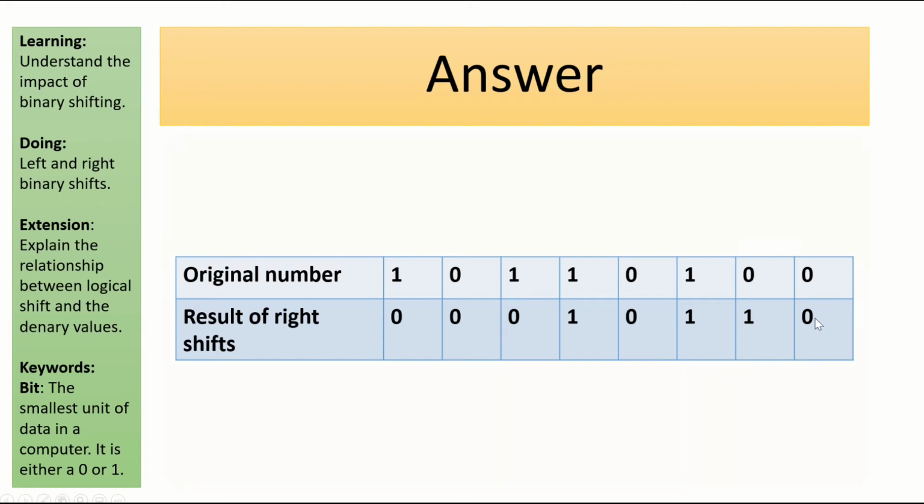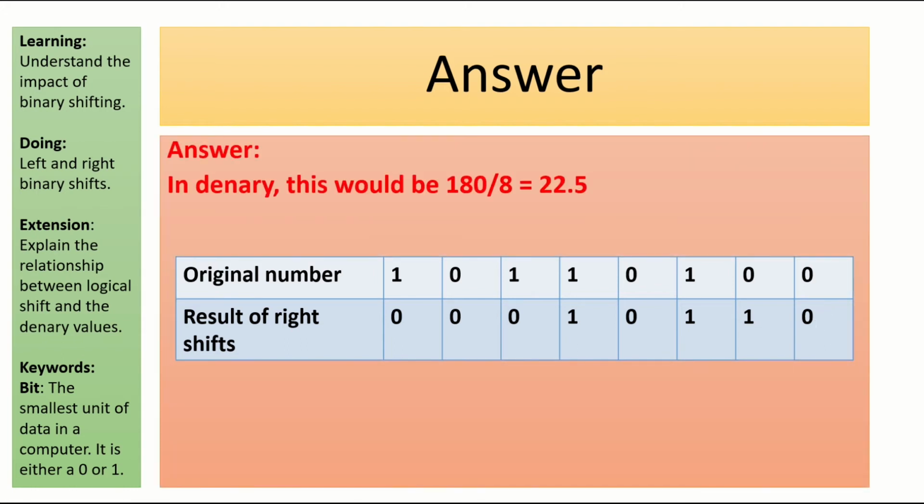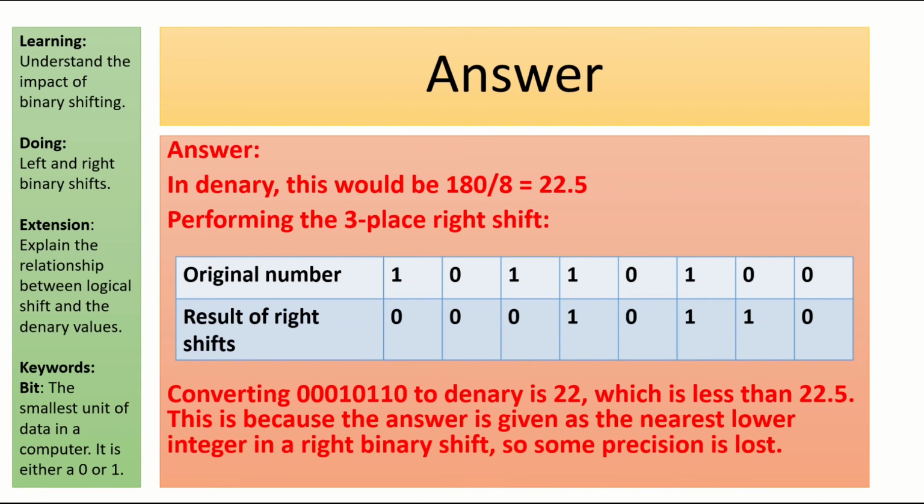So what we've got here is that this original line was the equivalent of 180. And then we're going to divide that by 8 because it's 2 times 2 times 2, or 2 to the power of 3, which is 8. That would give us 22.5. And then we shift it down, and when we convert it, it's the equivalent of 22.